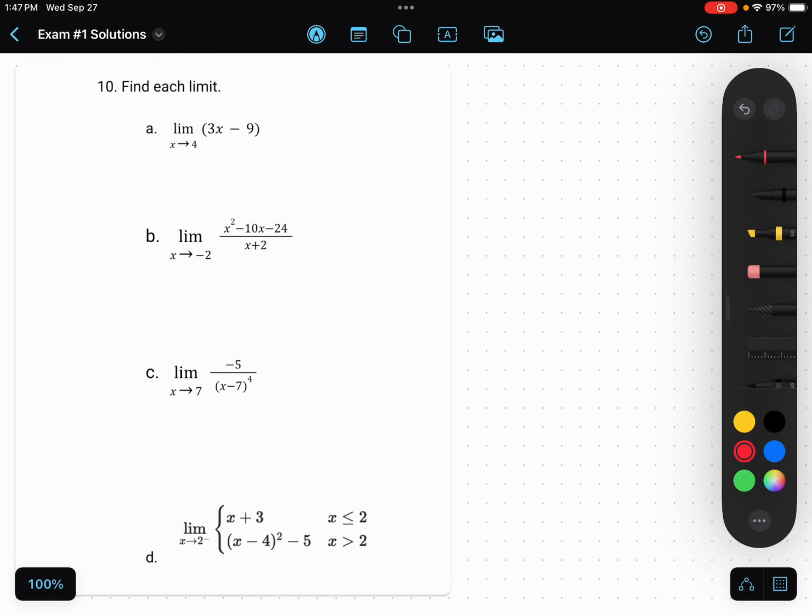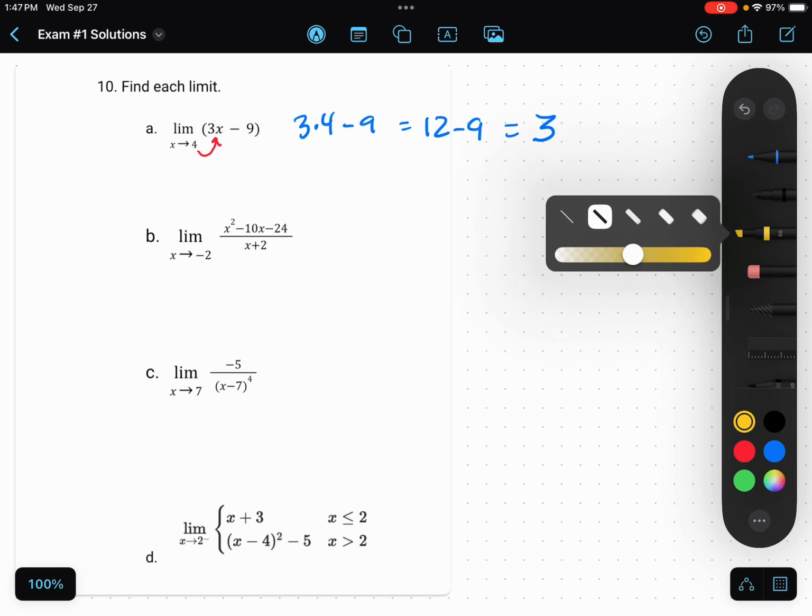Okay, in problem 10, you were asked to figure out some limits. When the limits are written like this with an algebraic expression, our first instinct should be to try substitution. Substitution means take this 4 and put it where the x is. If you can do the math and get an answer, you're done with that limit. In this case, I end up with 3 times 4 minus 9, which is 12 minus 9, which is 3. And that is the result for letter A. 3 is the answer.